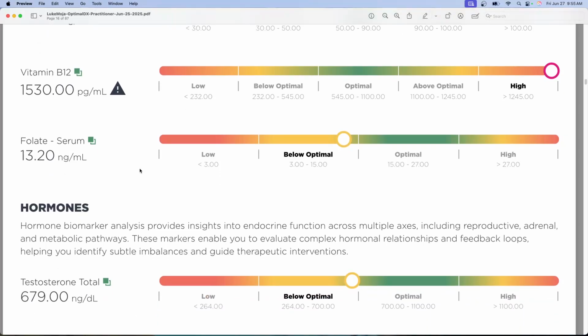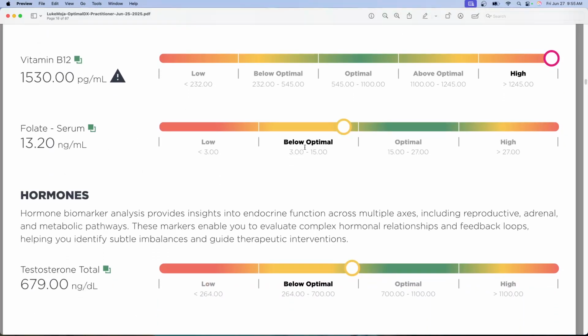So folate, this is another B vitamin. You can see mine's just right there below optimal. I'd like to see that up a little higher. Interesting that the B12 is so high and the folate is slightly below optimal. I wasn't taking a whole lot of B12 or folate when I was doing the blood work, so that wouldn't explain why the B12 was so high. I may need to supplement with a little bit more folate to get that number up, because if it continues to get low, that can also lead to an anemia type situation.